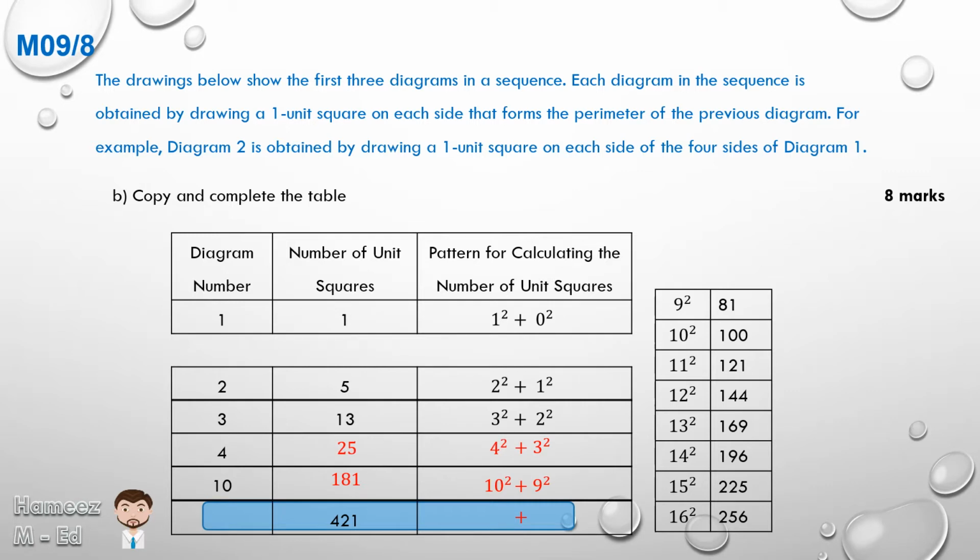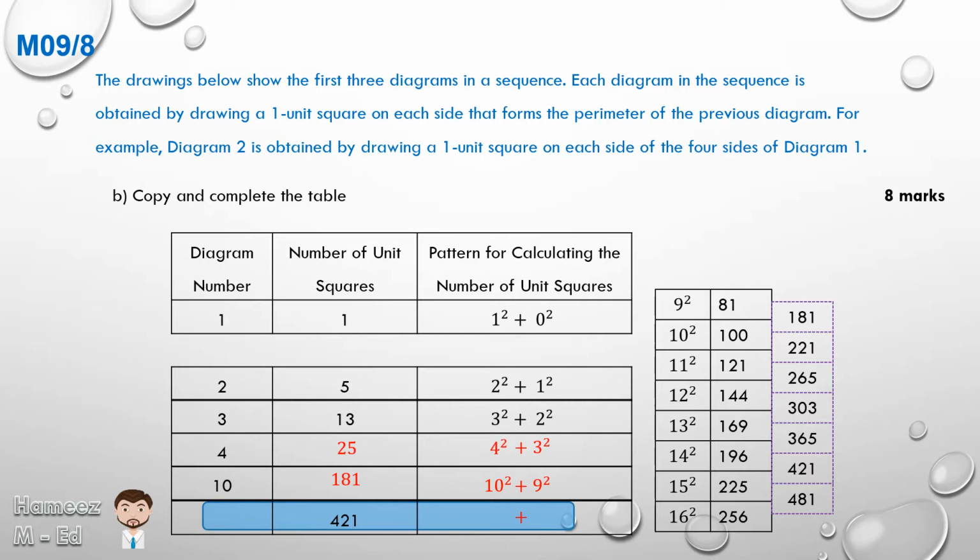Then which pair will give us 421? So if we check it, 9 squared plus 10 squared, 81 plus 100 gives us 181. 100 plus 121 gives us 221. The next pair, 121 plus 144, 265. 303, 365, 421, 481. So which pair gave us 421? The pair with 15 squared plus 14 squared.